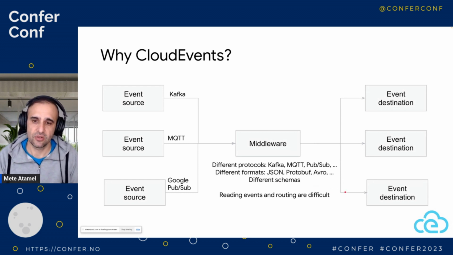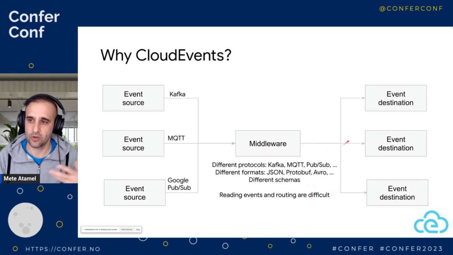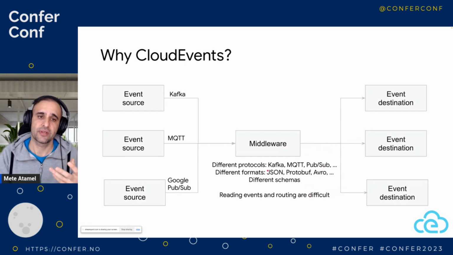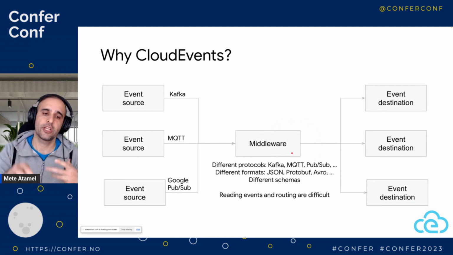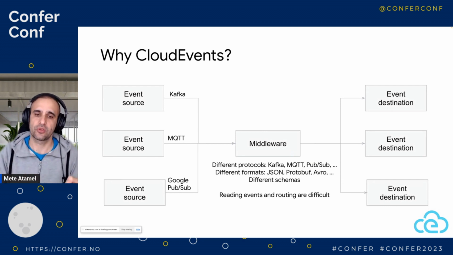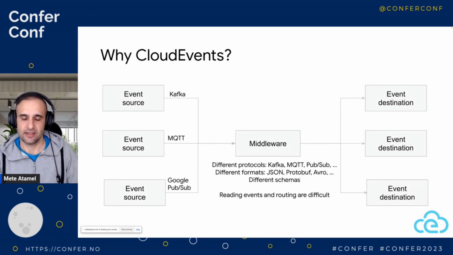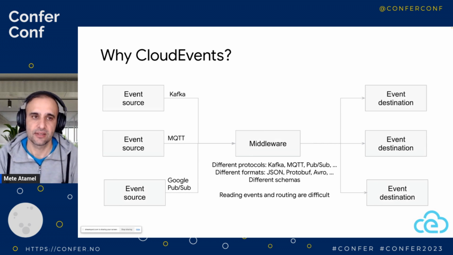And all of a sudden, reading these events becomes difficult because now your middleware and also your event destinations need to understand these different formats and use potentially different SDKs and everything to read them. And also the middleware has to figure out how to route these events. It probably needs to look into these events, read them, and get that routing information so it can route to the right destination. So CloudEvents tries to simplify this so that you don't have to deal with all these different formats and protocols and SDKs to read and write events.